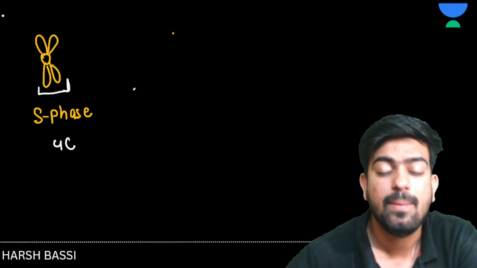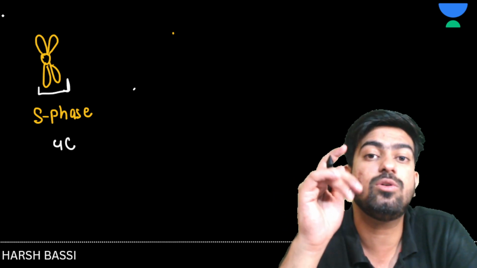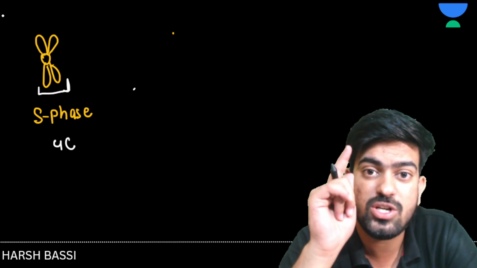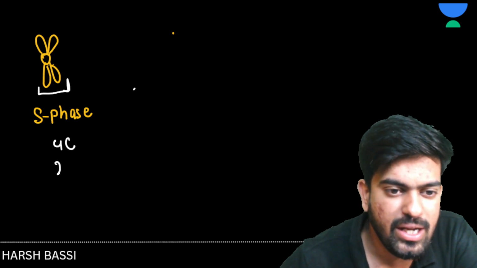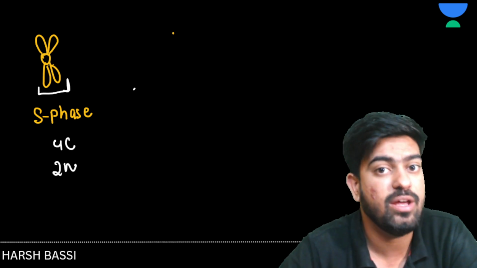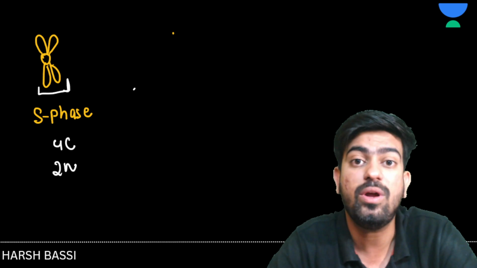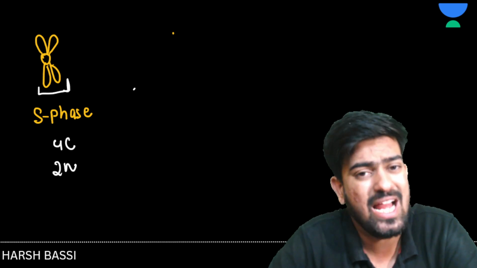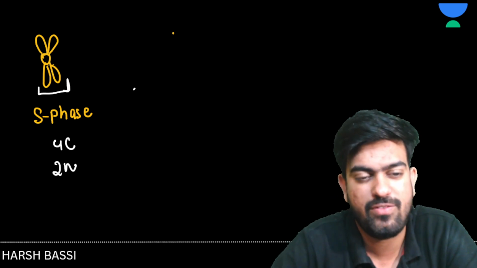But the chromatids are attached to each other. So I can say the ploidy is 2N only. Again I am saying, if you are not very much clear about this thing, go and watch the cell cycle. In that this thing is very very clear.